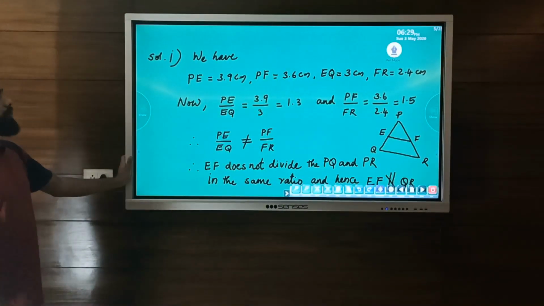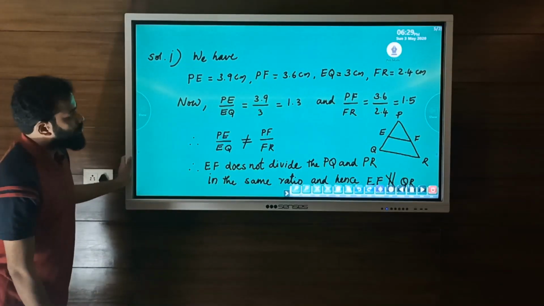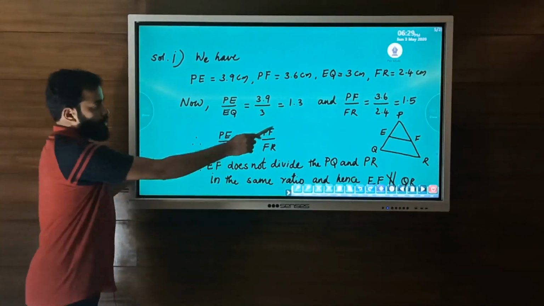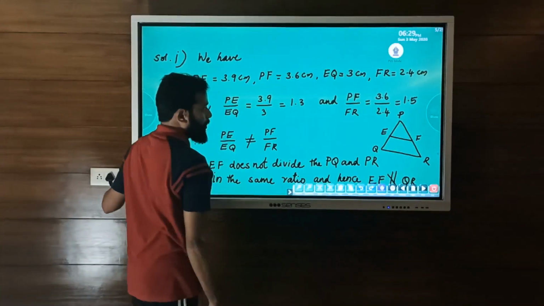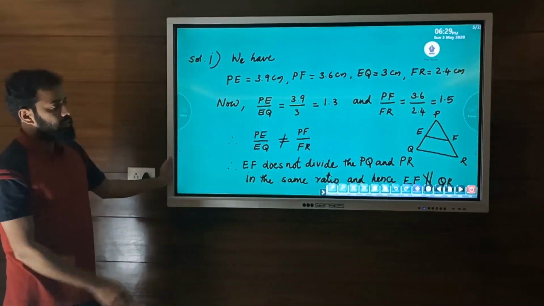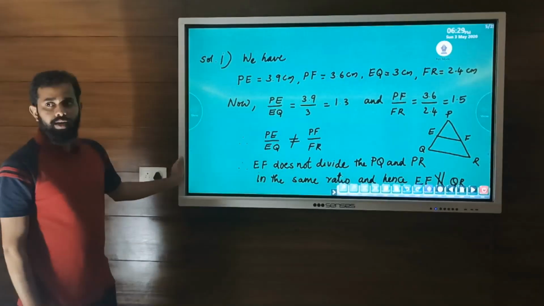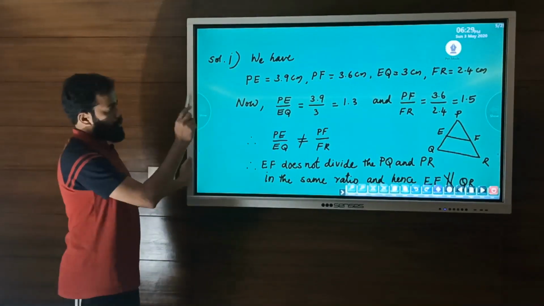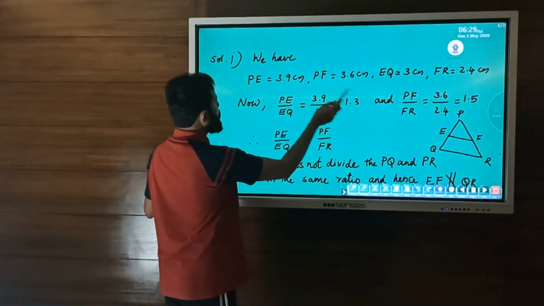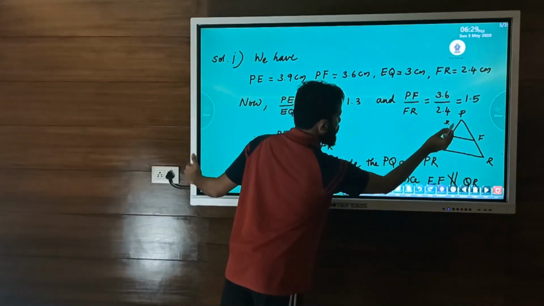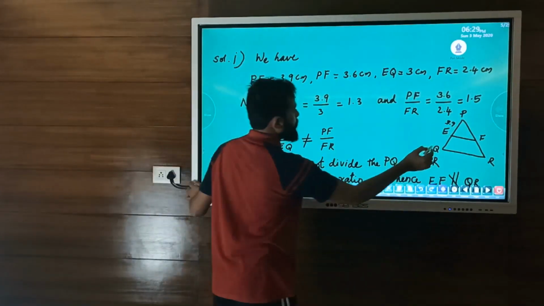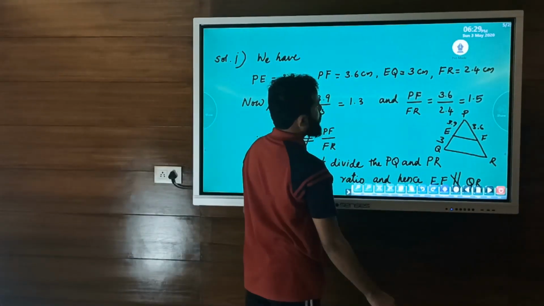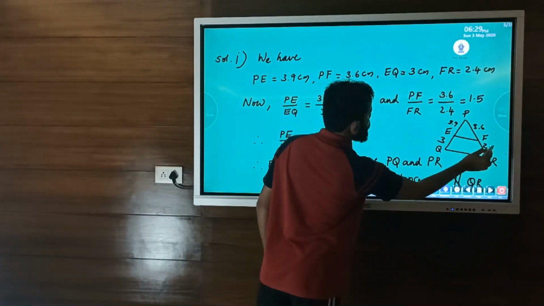We have PE equal to 3.9, PF equal to 3.6, EQ equal to 3 centimeter, FR equal to 2.4 centimeter. So with the help of a diagram, we have constructed a triangle PQR. Then we mark the points E and F. Joining the points, we get a line segment there. Then we can give the measurements there. PE is given 3.9, then PF is given 3.6, EQ 3 centimeter, then FR 2.4.